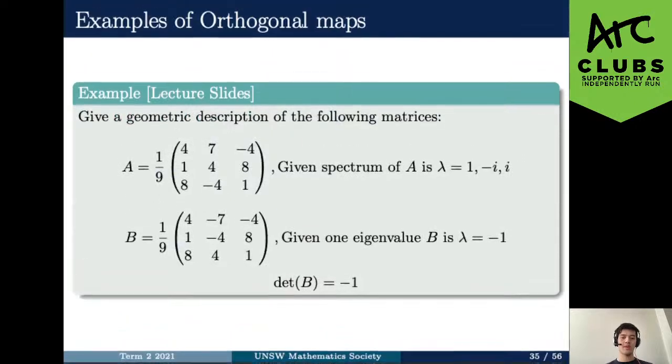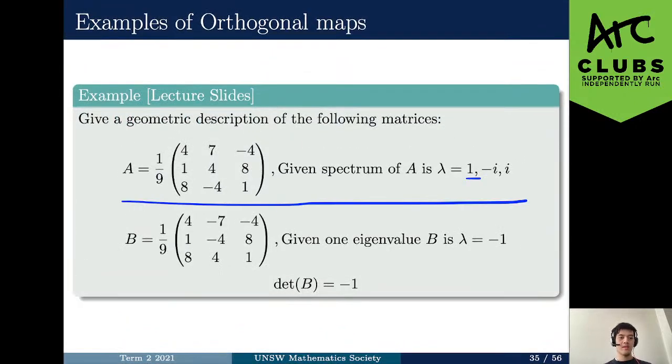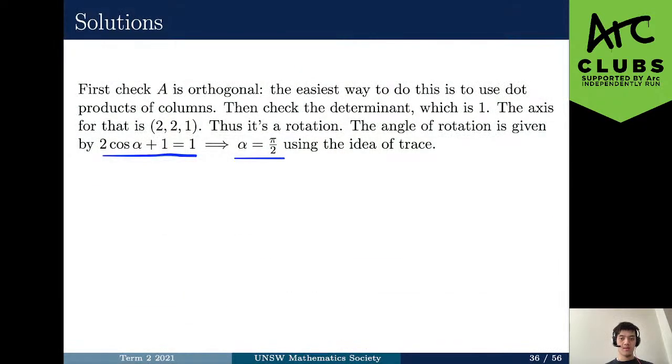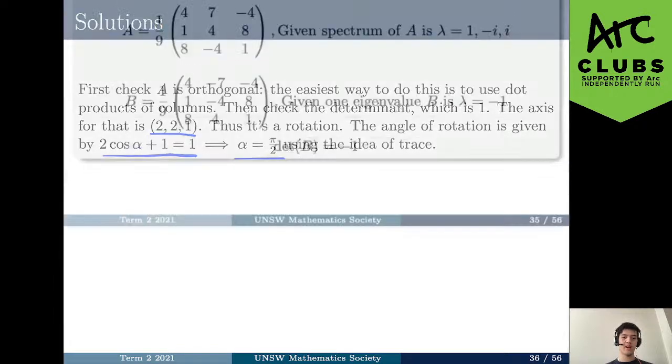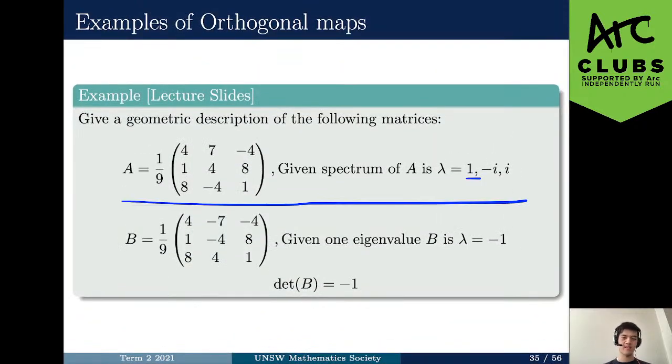So if we know that 1 is an eigenvalue, it's pretty simple. And for the second one here, oh yeah, I should also point out the axis of rotation. Remember, rotating by an angle in 3 dimensions is more complicated. It needs to be about some sort of axis. So it's about the axis 2, 2, 1. That's just the eigenvector that corresponds to the eigenvalue of 1.